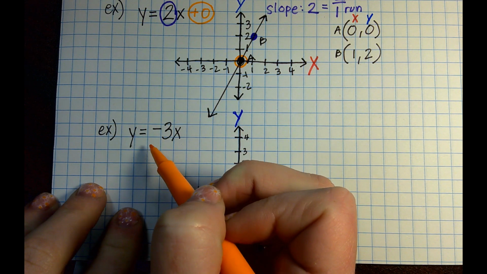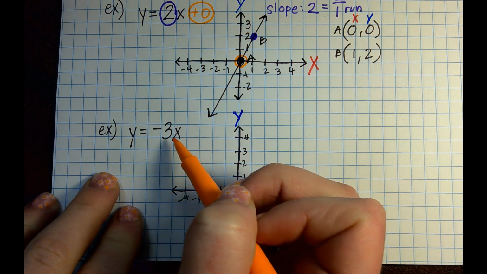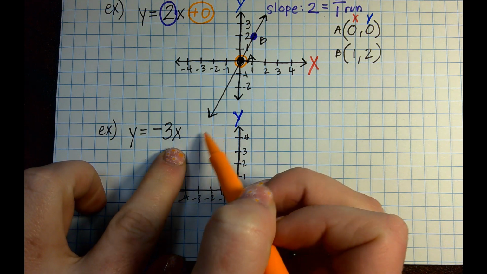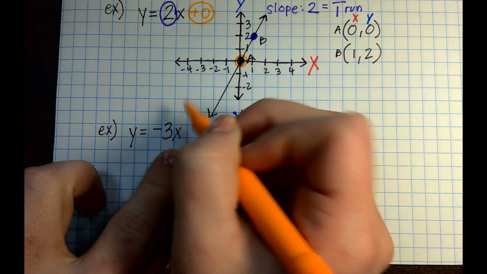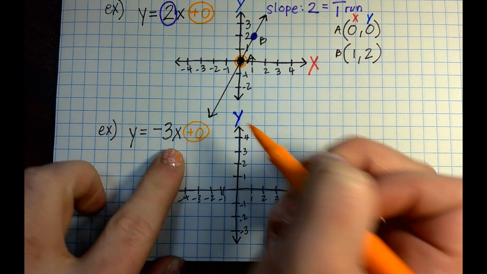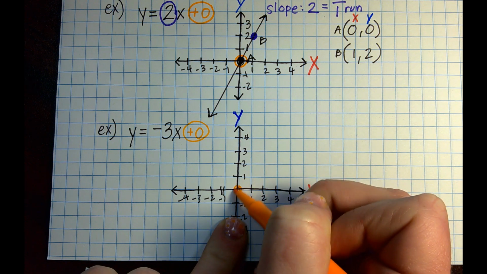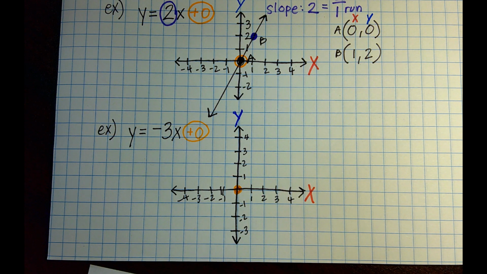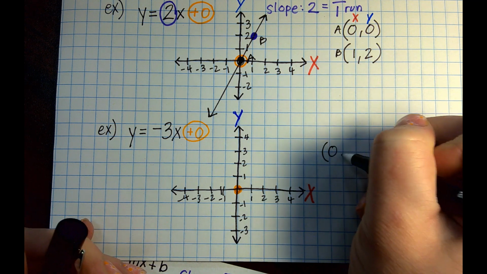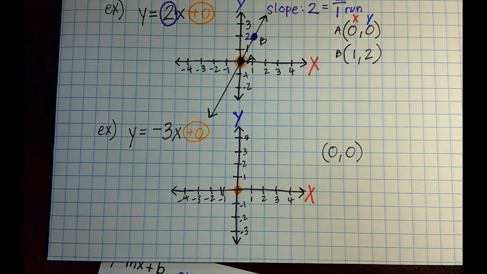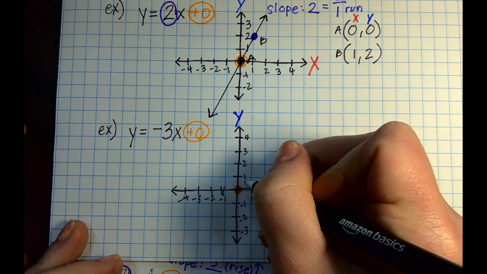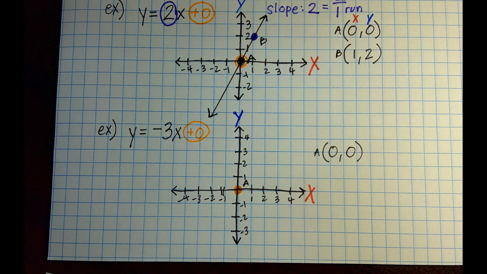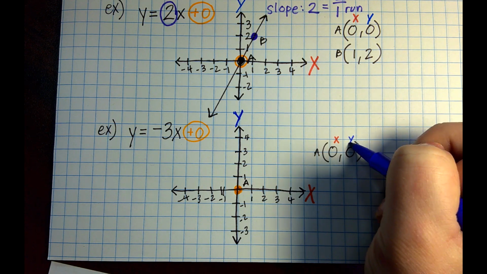Yes. So we have a slope of negative 3 here. We have y is negative 3x, but there's nothing telling us to go up or down. There's no plus something, no minus something. So it's plus 0. It's invisible. So we start at 0, just like you said. Perfect, Lisa. And I'll go ahead and write that coordinate out. 0, 0. That'll be point A. And I'll label my X and my Y.